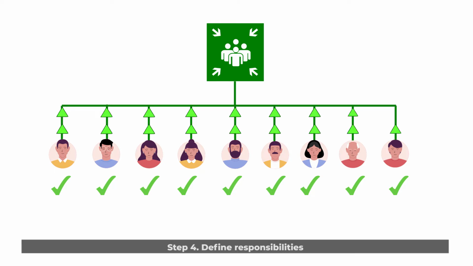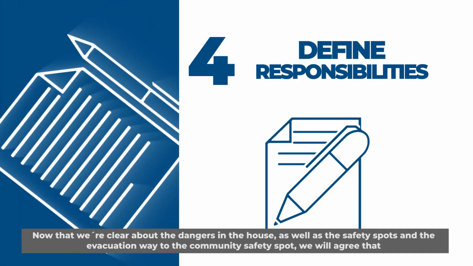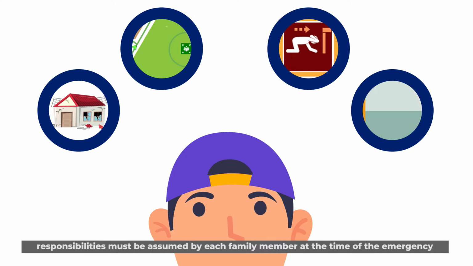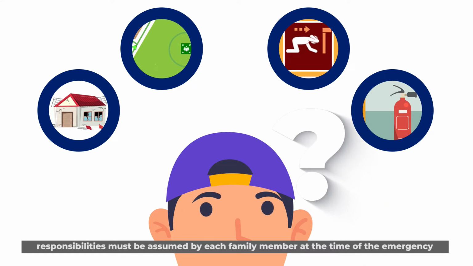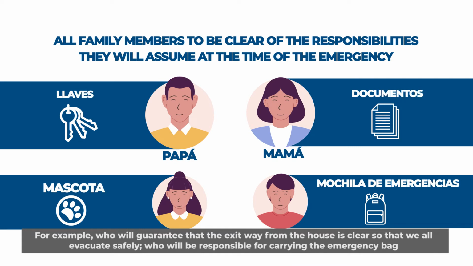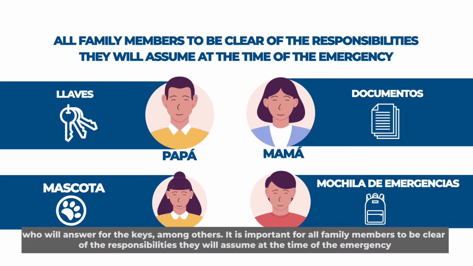Step number 4. Define responsibilities. Now that we are clear about the dangers in the house, as well as the safety spots and the evacuation way to the community safe spot, we will agree that responsibility must be assumed by each family member at the time of the emergency. For example, who will guarantee that the exit way from the house is clear so that we all evacuate safely? Who will be responsible for carrying the emergency bag? Who will answer for the keys, among others?